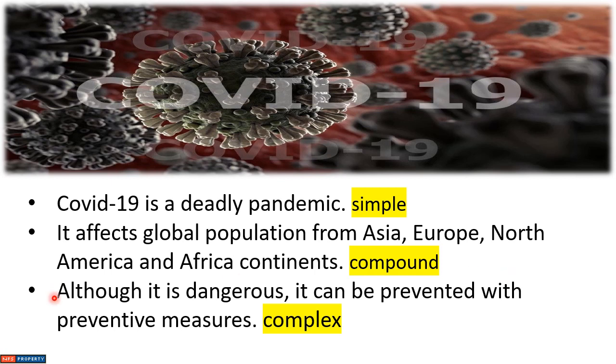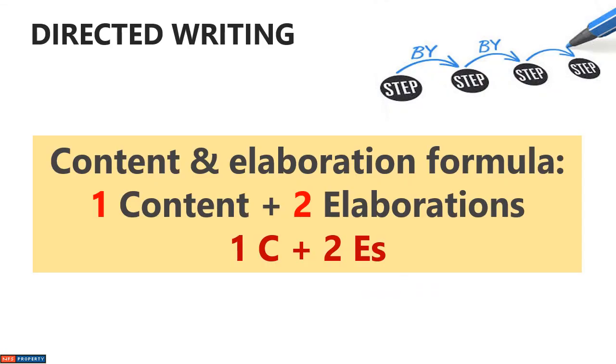And last but not least, when we talk about complex, it's something like this. Although it is dangerous, it can be prevented with preventive measures. Although everybody is taking precaution, we still need to be careful. That is complex sentence. Okay, so remember that. Now, let me share with you the formula.